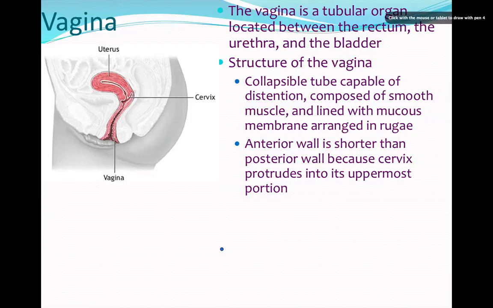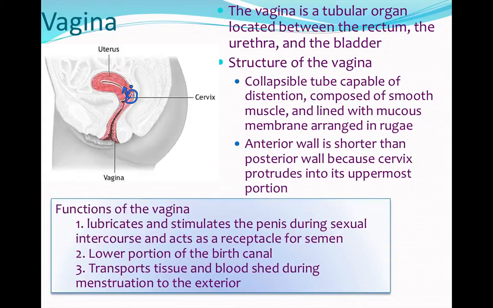So what that means is there can actually be a little bit of a collection spot here for sperm to pool and then begin their trip into the uterus looking for an egg. So the functions of the vagina then are to lubricate and stimulate the penis during sexual intercourse and act as a receptacle for semen. It's the lower portion of the birth canal, and it transports tissue and blood shed during menstruation to the exterior.